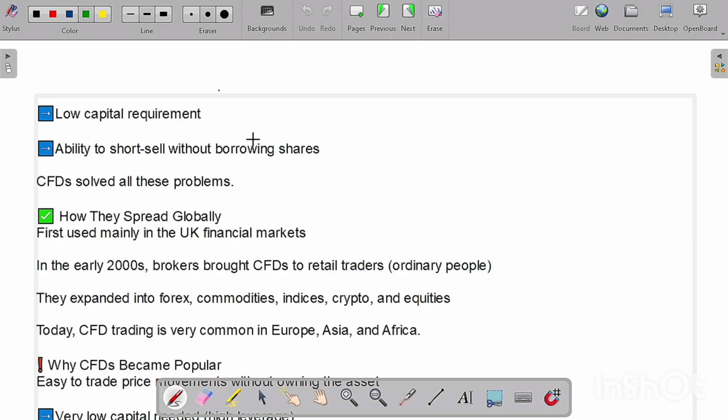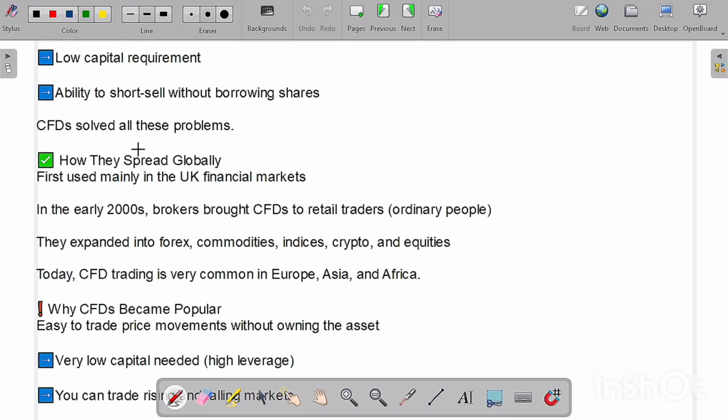So let's go on. How did they spread globally? First, CFD was used mainly in the UK financial market. This is how CFD spread. And then in the early 2000s, brokers brought CFD to retail traders, all ordinary people like me and you. And then they expanded into forex, commodities, indices, crypto, and equities.